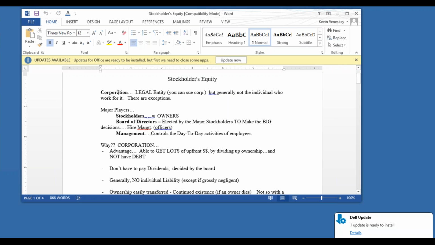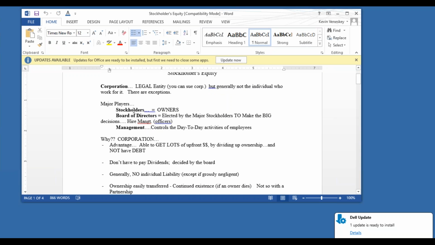Other reasons now to form corporations is selling stock. If you're a really big company, that's usually why I would say most companies become a corporation. The hierarchy of a corporation: you've got your owners, the stockholders. And what's another difference between a corporation and a sole proprietorship? With a sole proprietorship, the owner usually is the management. They're one and the same.